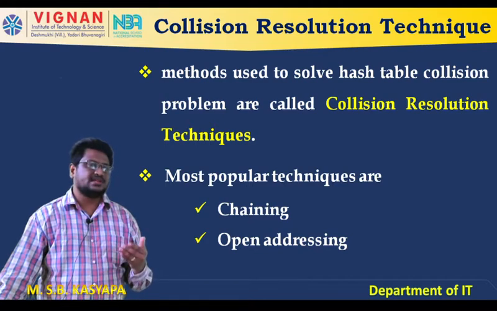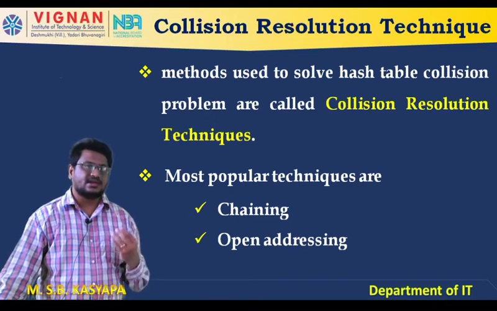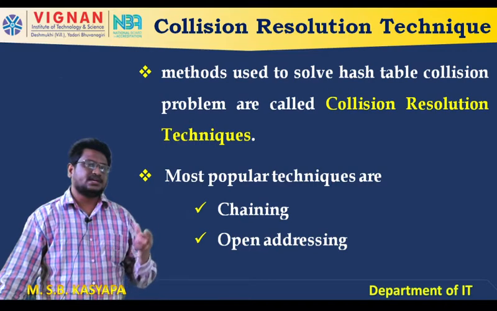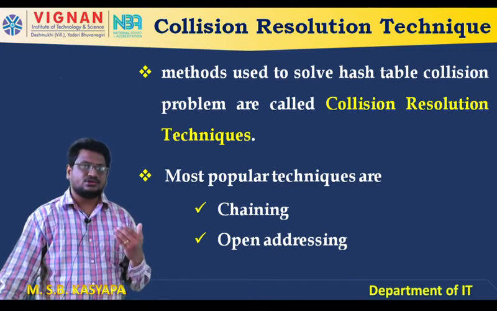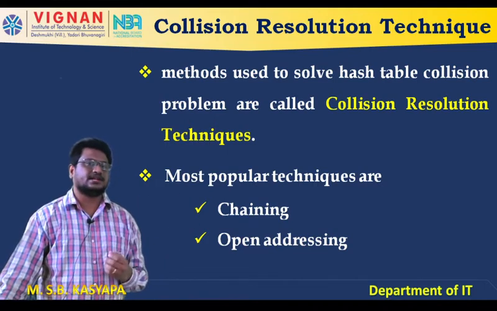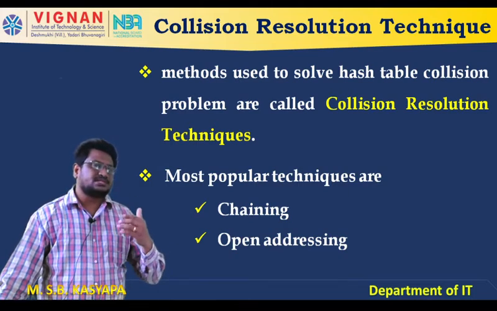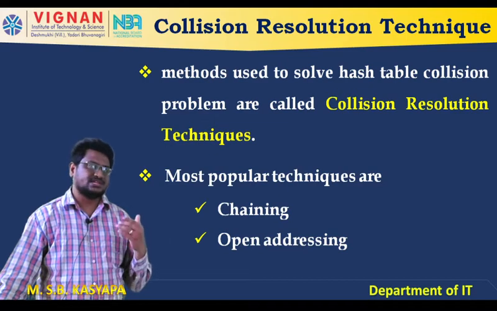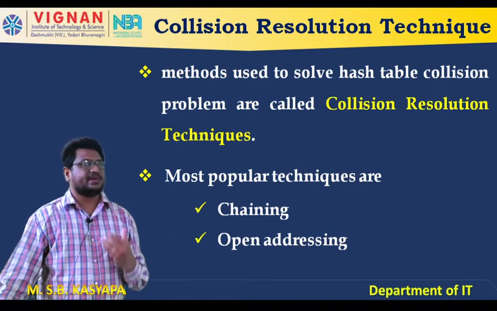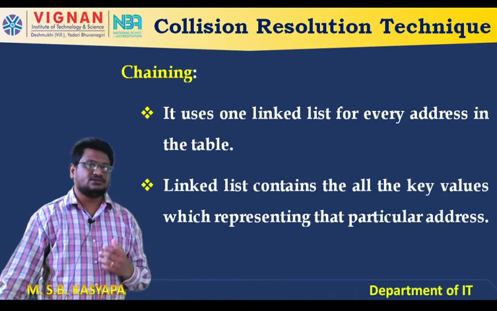Collisions can be avoided by good hash functions, but creating a good hash function is a very difficult task. So instead of creating a good hash function, I am going to use these resolution techniques. We have two resolution techniques up to now: the first one is chaining, the second one is open addressing. In the last class we discussed the chaining collision resolution technique.